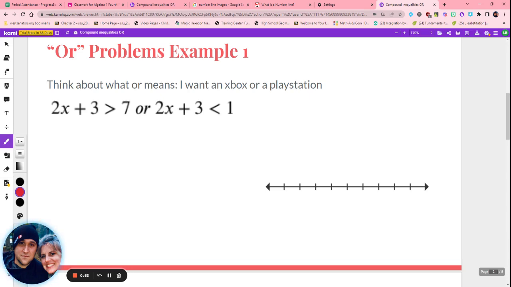So it's the same thing with inequalities. When we're looking at the and problems, we're looking for things that happen at the same time. We're looking for the overlap. We want the values of x that are greater than 0 and that are less than 1. So it's all those values in between 0 and 1.